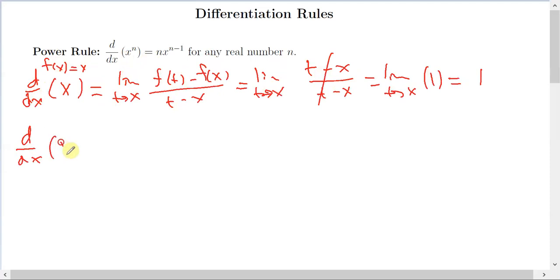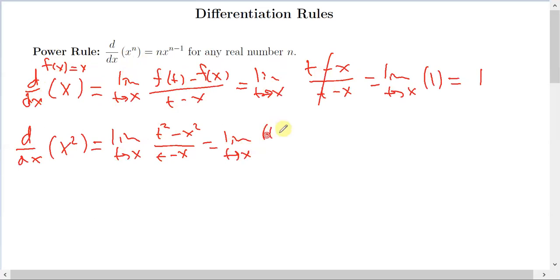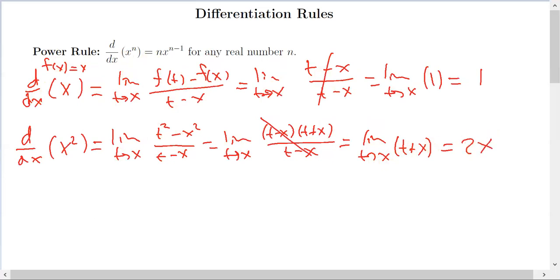If I do x squared, it's going to be the limit as t approaches x. F of t is t squared. F of x is x squared, divided by t minus x. This will factor as a difference of squares, so I'll have the limit as t approaches x of t minus x times t plus x, divided by t minus x. Those t minus x cancel, leaving me with the limit as t approaches x of t plus x. Since I no longer have a denominator, all I have to do now is turn my t's into x's. And there it is. That's going to give me x plus x, or 2x. Let's do one more.